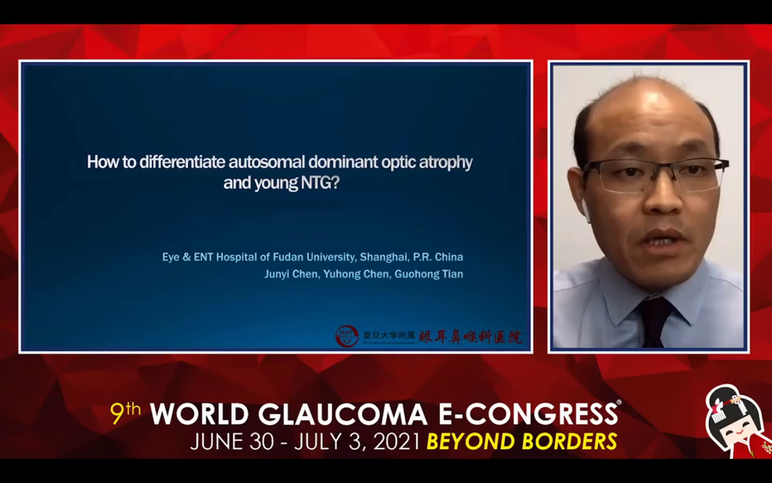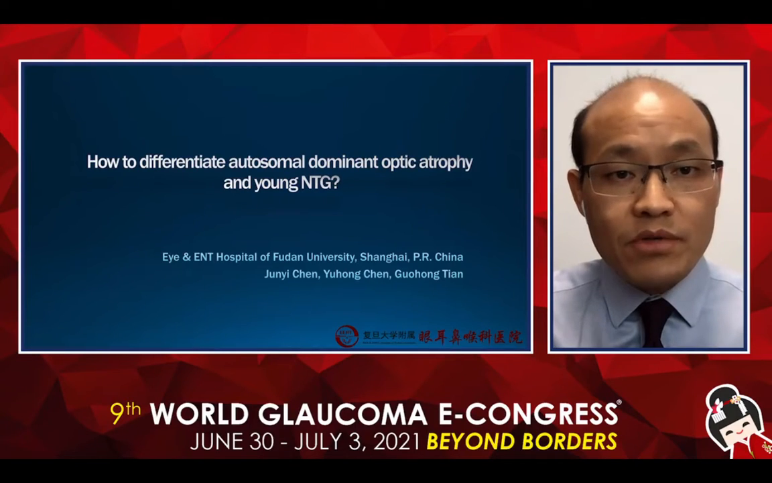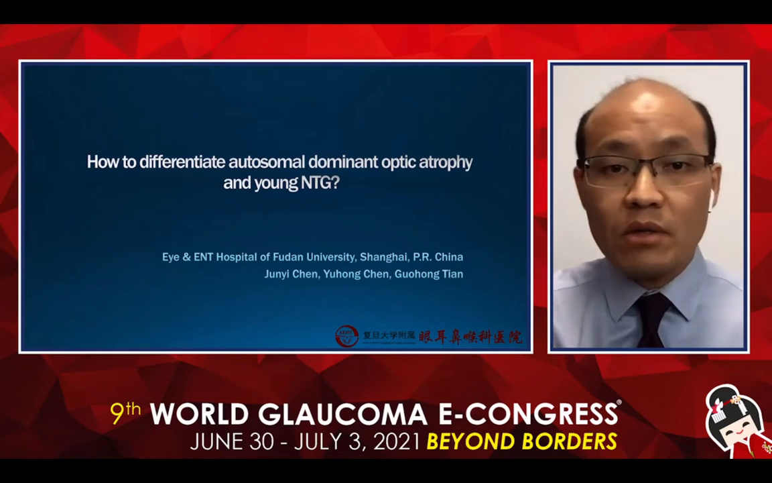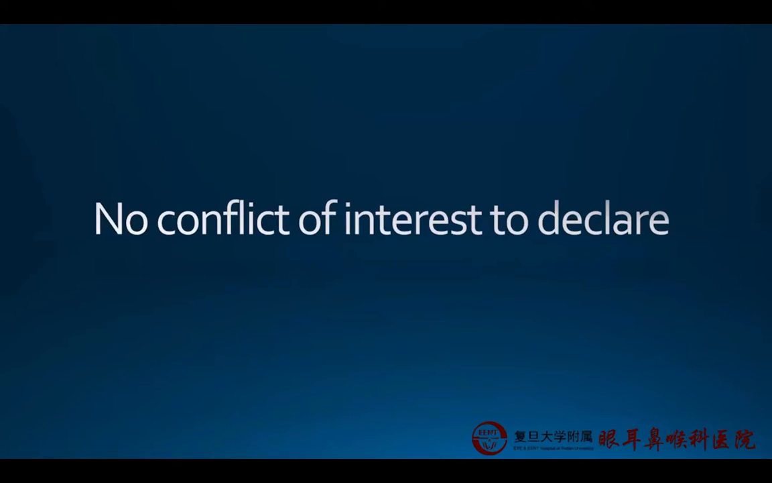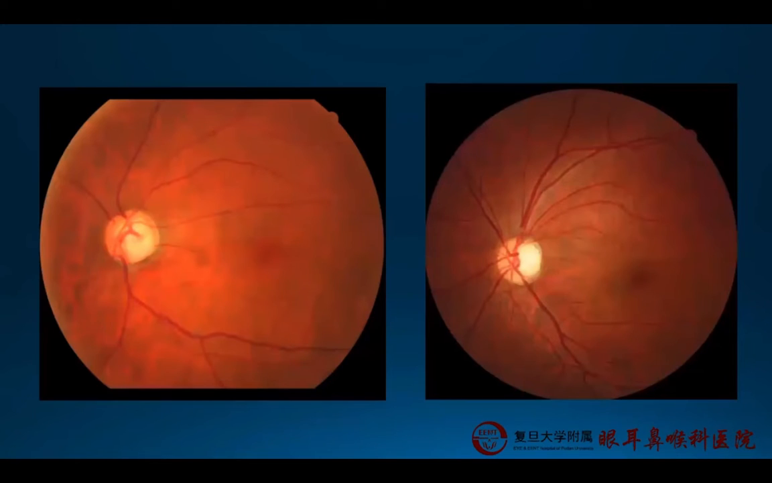I'm Jun Chen from the EENT Hospital of Fudan University, Shanghai, China. My topic today is how to differentiate autosomal dominant optic atrophy and young normal tension glaucoma. I have no conflicts of interest to declare.